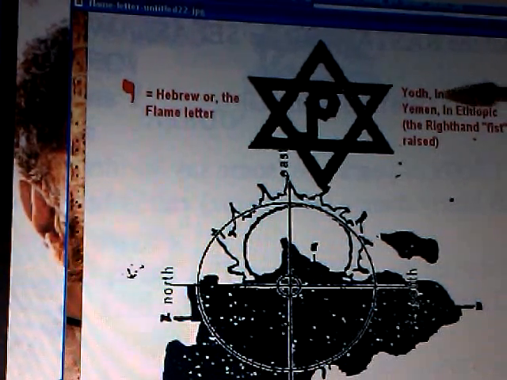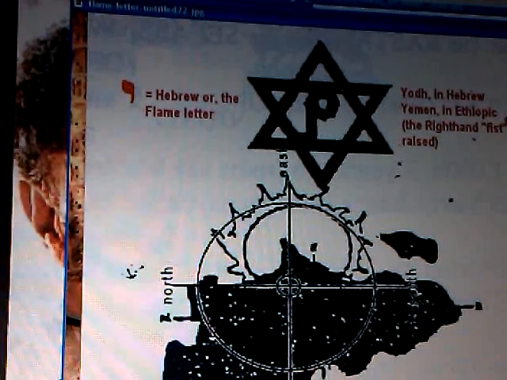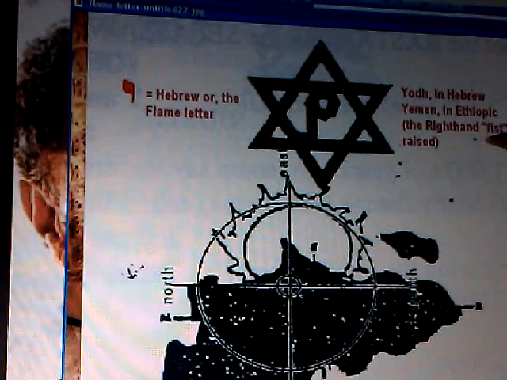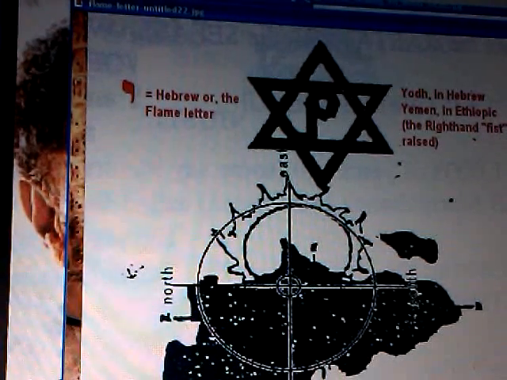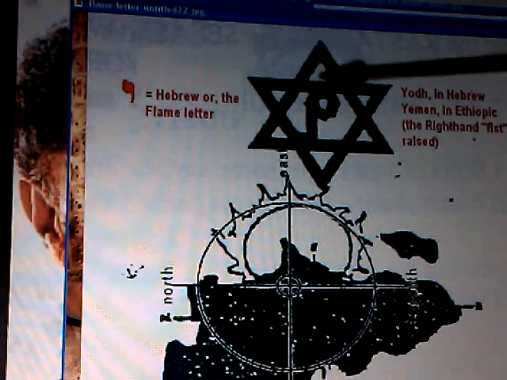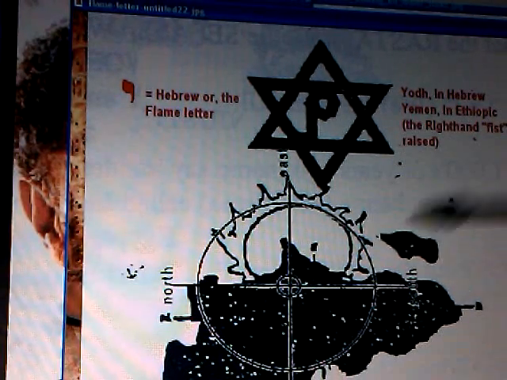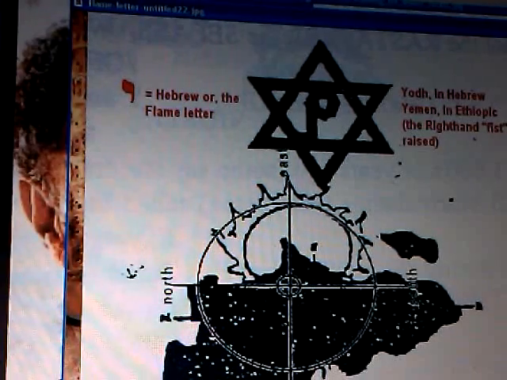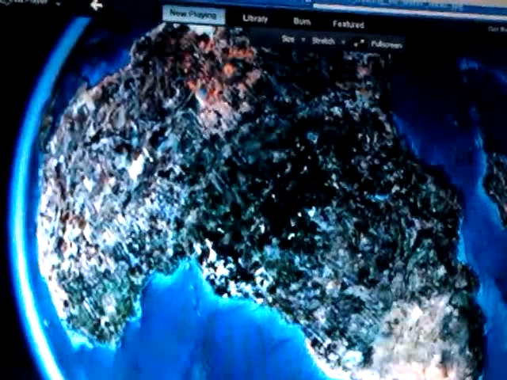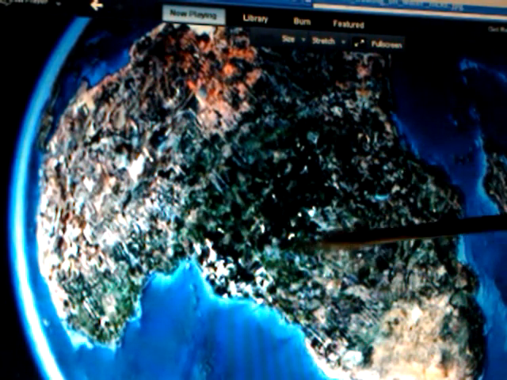Now it says over here, this is Yod in Hebrew, and this is Yemen. Notice the name Yemen, which means right hand in Ethiopic. It's the right hand. It's the fist upraised. This is an upraised fist right here. Or one can say the hand of the Lord, the hand of Adonai, or the hand of Yah, the hand of Jah, is in these cosmic phenomena that we are experiencing, as well as those that we're about to experience.